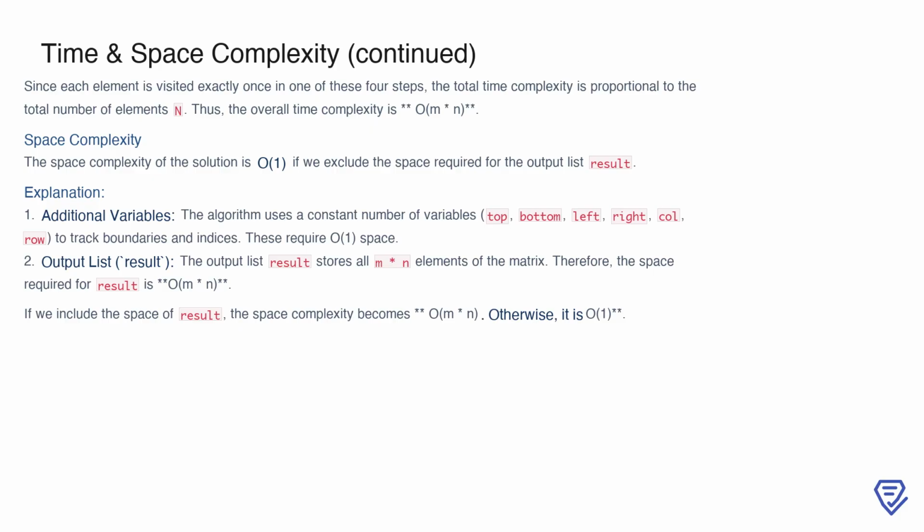However, the output list result must store all m*n elements, which contributes O(m*n) space. Therefore, if we include the output list, the space complexity is O(m*n). Otherwise, the space complexity is considered O(1), since no additional data structures grow with the size of the matrix.